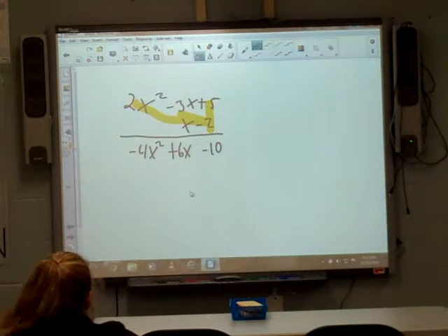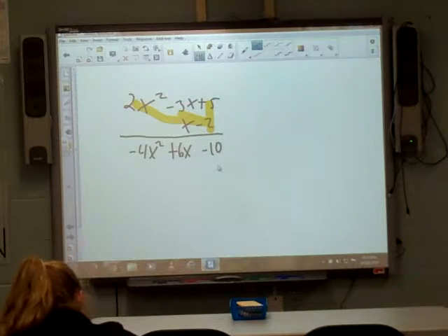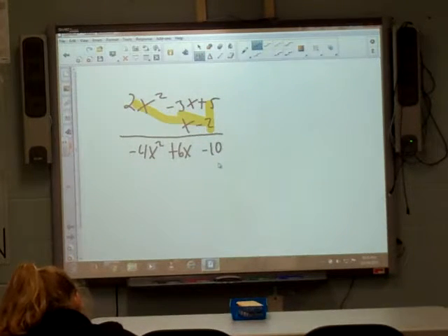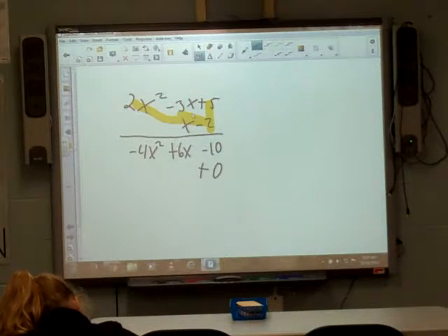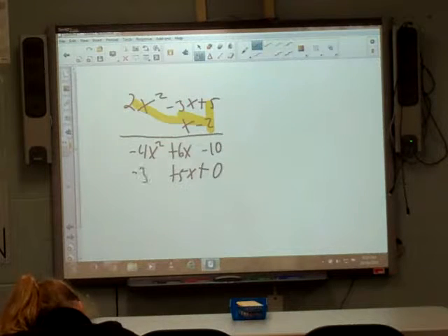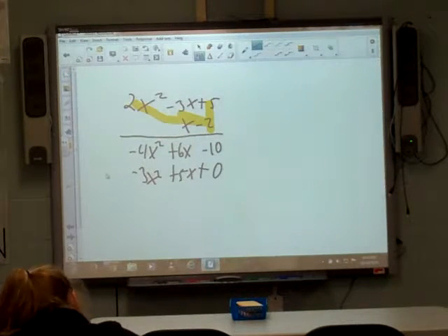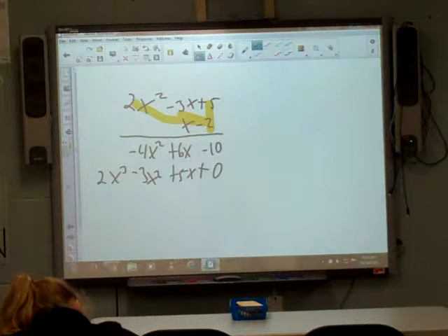Now, when you were a little tot and you went to the next term, what did you have to put underneath there? A 0 or a placeholder. You could skip it and leave it blank or put a 0. I did the 0, so I'm going to put a 0. Okay, so now x times 5 is positive 5x. X times negative 3x is a negative 3x squared. And x times 2x squared is positive 2x cubed.